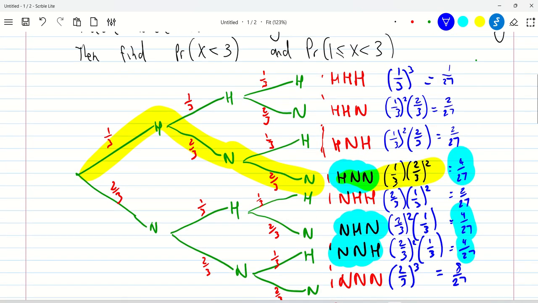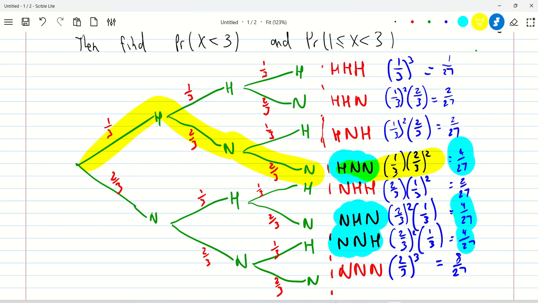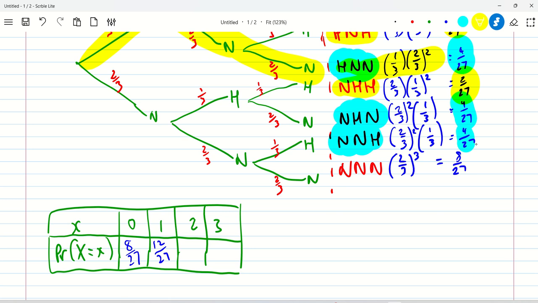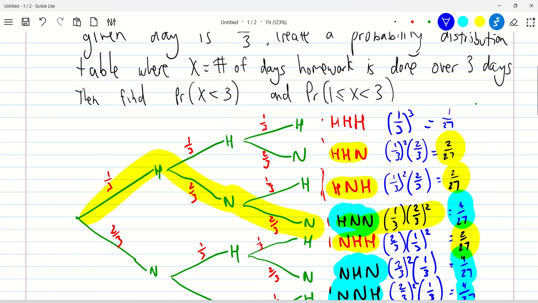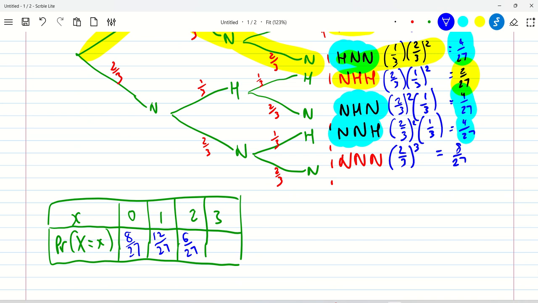Okay, let's do 2 days of homework. I'll do this one in yellow. What do we want? 2 days of homework. So we want 2 H's. So that one. This is looking really messy now. I apologize for this. So we've got those, and so we've got 2/27 plus 2/27. That's 4/27 plus another 2/27. That's 6/27. And 3 days, that one is easy. 3 days of homework, which is highly unlikely, is 1/27 up the top there. So 1/27.